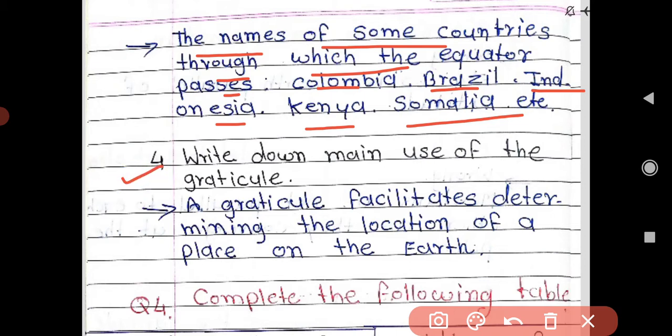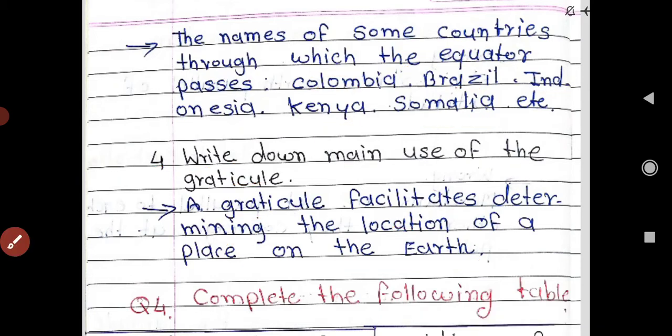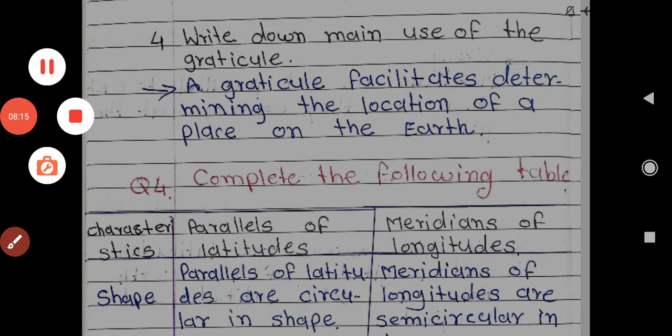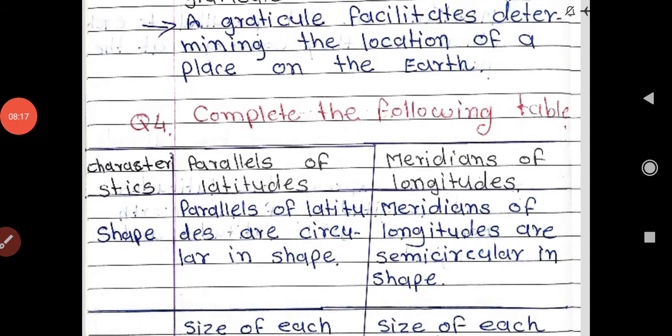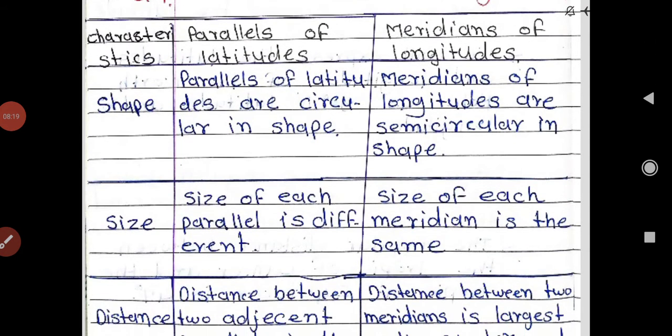Question 4. Write down the main use of the graticule. A graticule facilitates determining the location of a place on the earth. Yes, dear students, here we have finished our question 3. Now question 4 is, complete the following table.